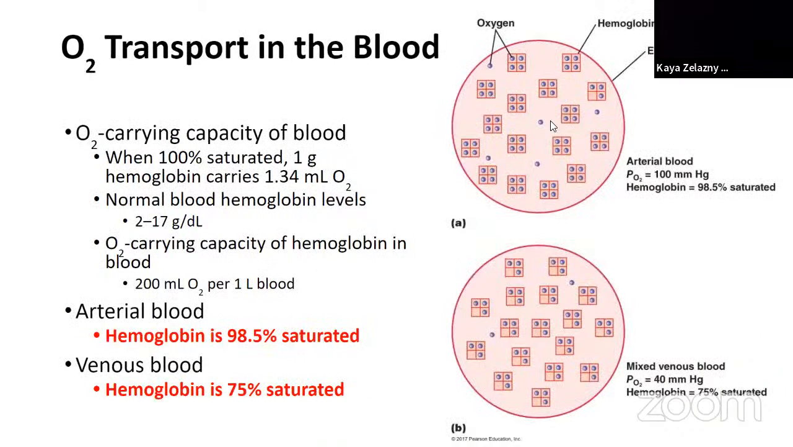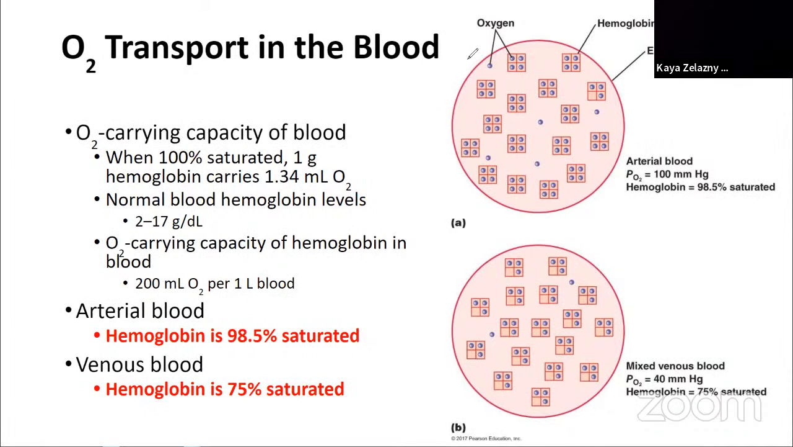So now we have our oxygen and the carrying capacity of blood. What we're looking at here, just in this diagram to clarify, the big circle is a red blood cell, so that's an erythrocyte. And each of these little Punnett square looking things is a hemoglobin molecule. The little purple bits inside are the oxygen. So when we talk about the oxygen carrying capacity of blood, we're saying, okay, how much oxygen could we put in a liter of blood, right?